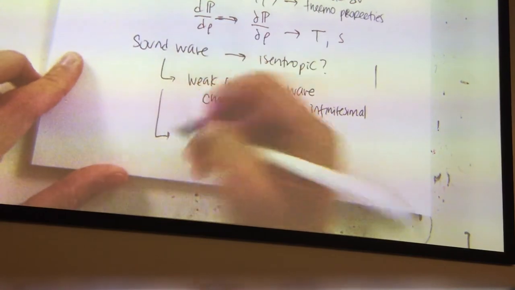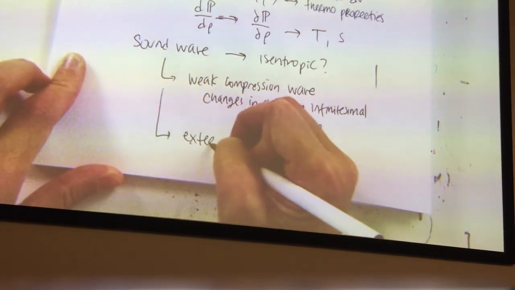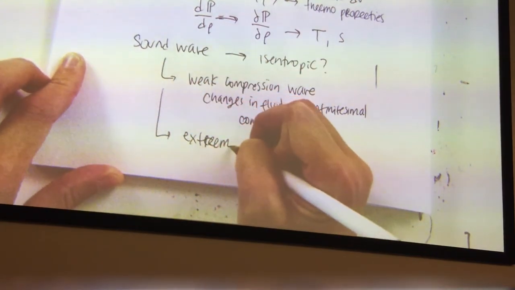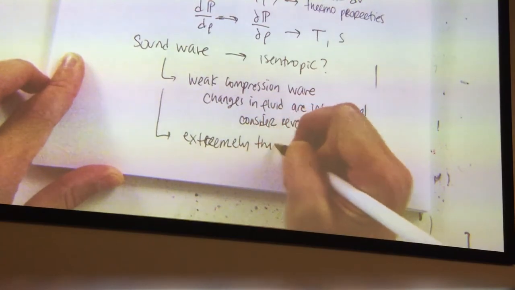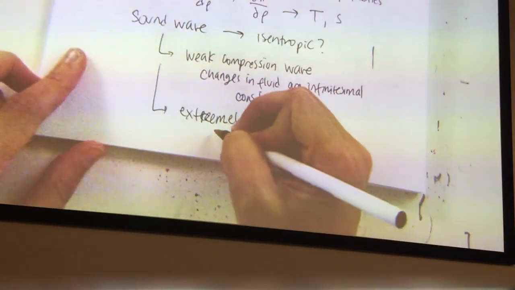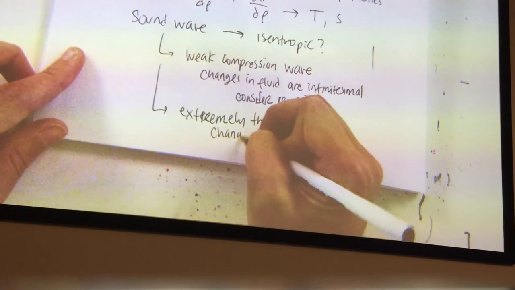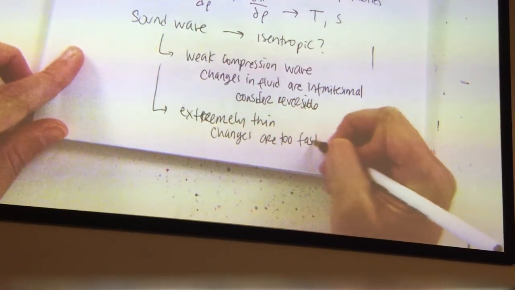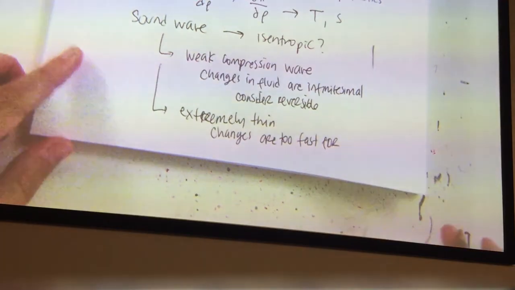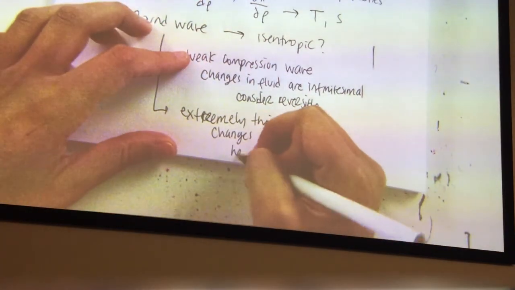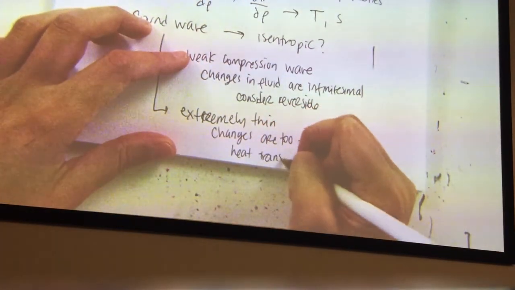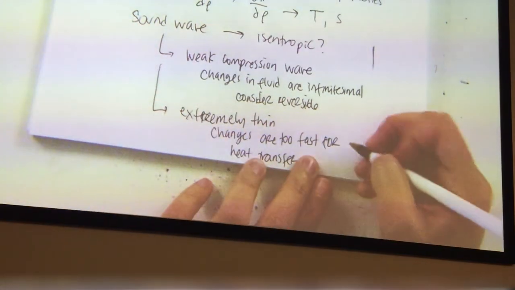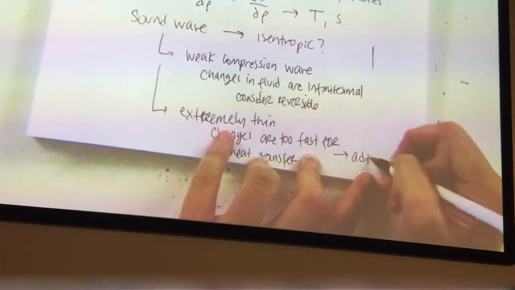So the next thing we can say is that the wave is extremely thin. So because of that, we have that changes are too fast for heat transfer. So there isn't enough time for the temperature to change. So in a sound wave, we're going to have this invariant.